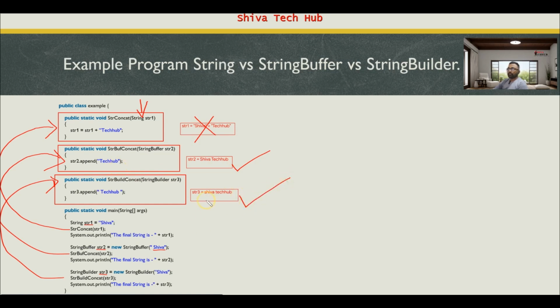And this also will be concatenated, and whatever the resultant is, that will be stored again. The new value will be stored. Whereas whenever you concatenate using the String class, it will still store the initial value that is present in str1. So that is the difference between StringBuilder, StringBuffer, and String.